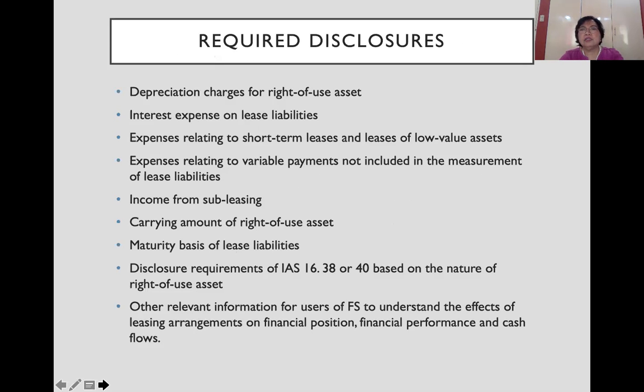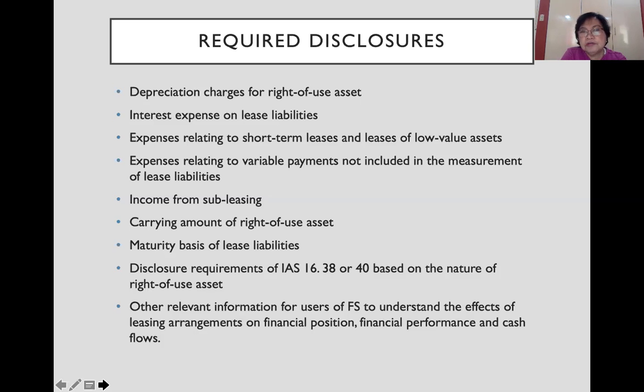The following are the required disclosures. The depreciation charges for the right-of-use asset. Such depreciation is included in the depreciation expense. So if that is not presented separately in the statement of comprehensive income, then you have to include this in the notes. You have interest expense on lease liabilities as part of finance cost presented in the statement of comprehensive income. Expenses relating to short-term leases and leases of low-value assets.